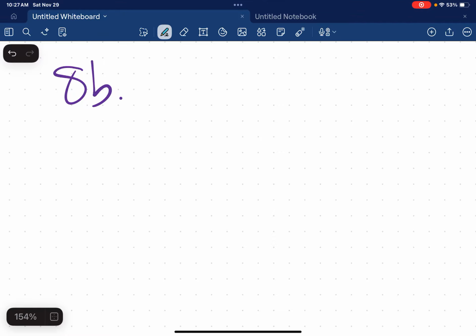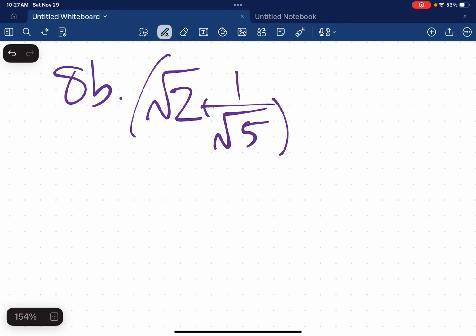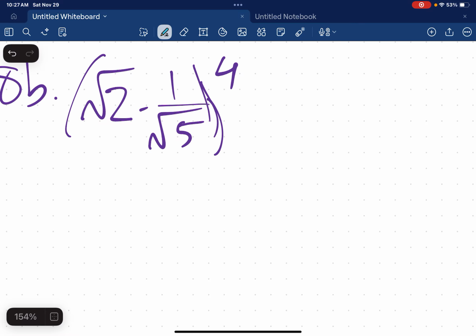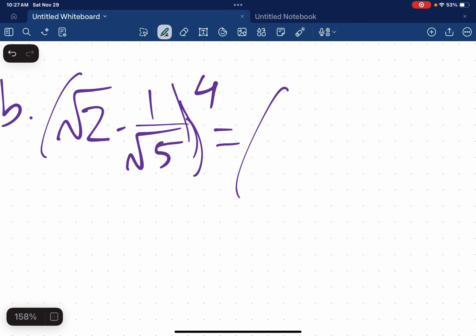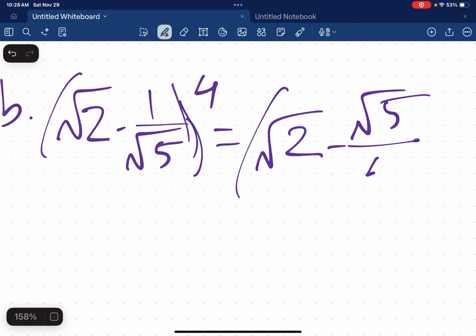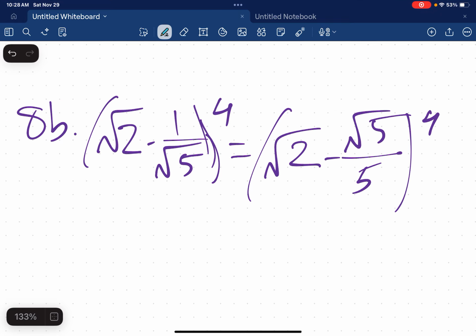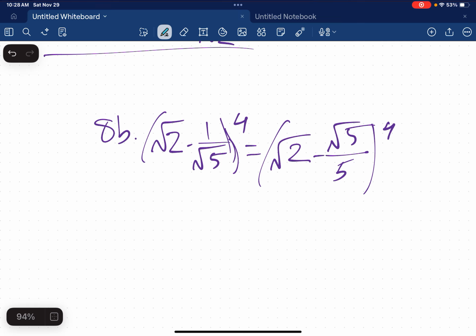8b says to express the square root of 2 plus 1 divided by the 5th root of 5 minus the square root of 5, or 1 divided by 5 to the power of 4. Okay, first things first, let's rationalize this equation to get this. And then basically just doing what we did last time.